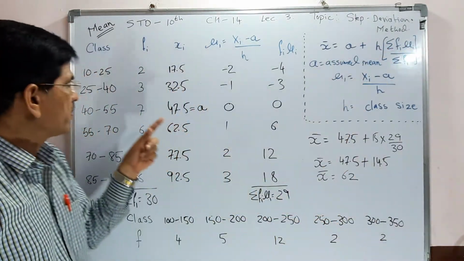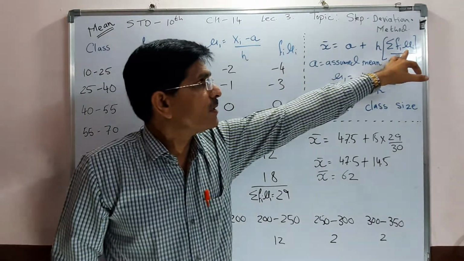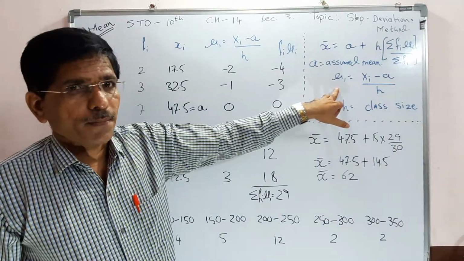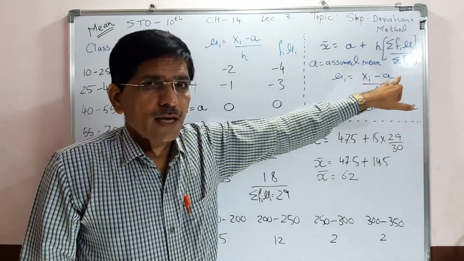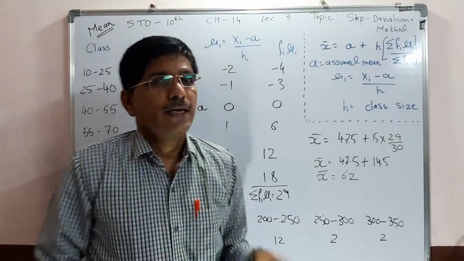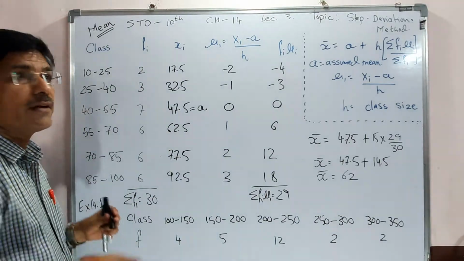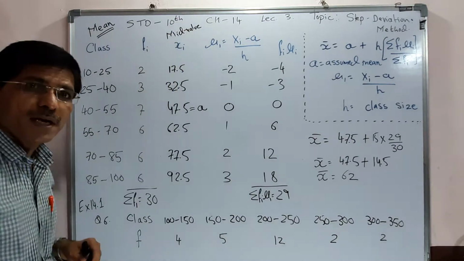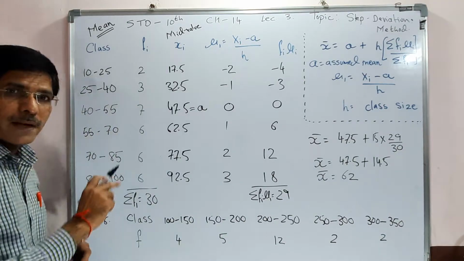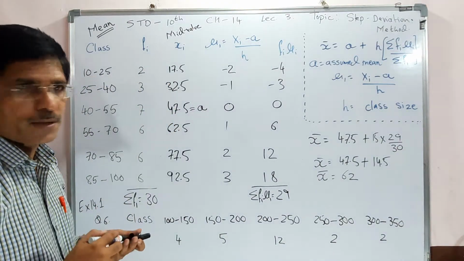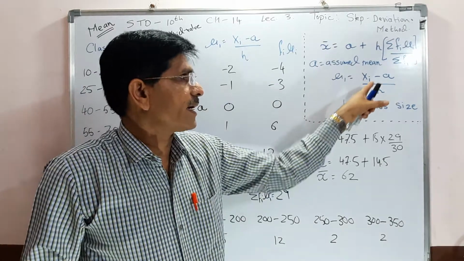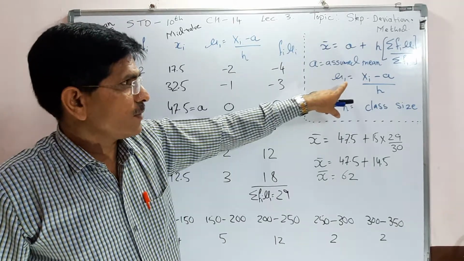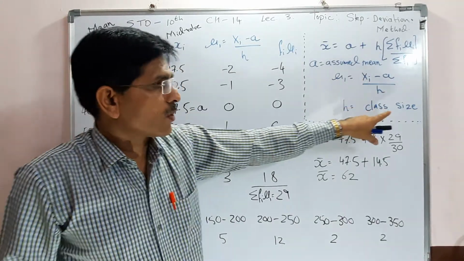We know that fi is the frequency, but here is a new term called ui. How can we find ui? ui is equal to xi minus a upon h. We know xi. What is the meaning of xi? We can say mid value. How can we find the mid value? 10 plus 25 divided by 2, that is 17.5. So ui is equal to xi minus a upon h, and h is called the class size.